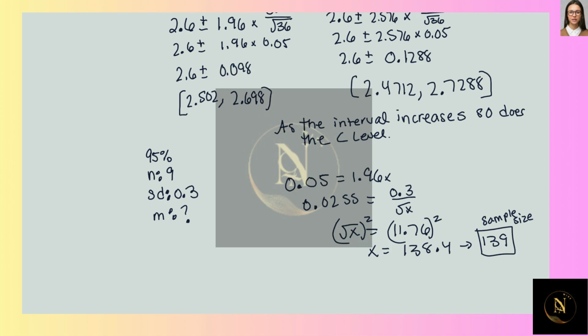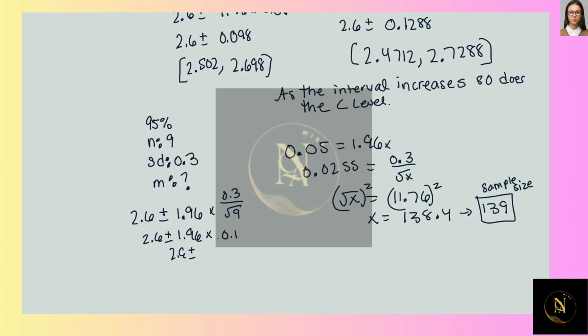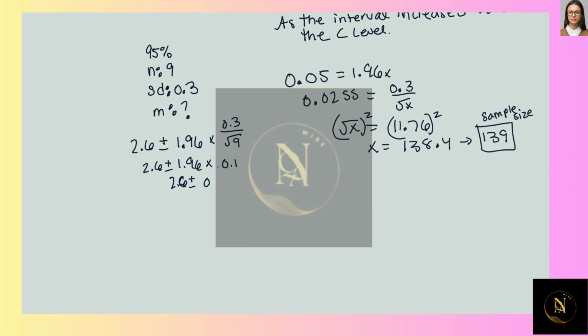So that means that we're going to do 2.6 plus or minus 1.96 times 0.3 divided by the square root of 9. So 2.6 plus or minus 1.96 times 0.3 divided by 3, and that's 0.1. 1.96 times 0.1, and that's 2.6 plus or minus 0.196, and that's 2.404, and then adding that is 2.796.